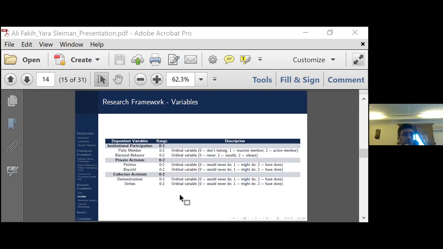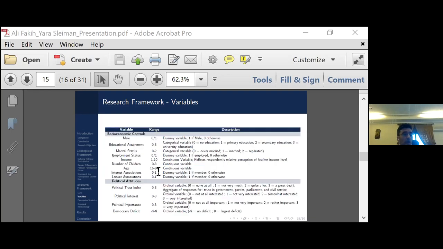Private activism is built based on the petition and boycott variables. And finally, the second form of non-institutional participation, collective activism, is based on demonstrations and strikes. We take the two to build our collective activism, and it is translated also into an ordinal variable. Let me skip this part. These are the basic socioeconomic characteristics and the basic political attitude variables. They are all qualitative, with the exception of number of children, age, and income.